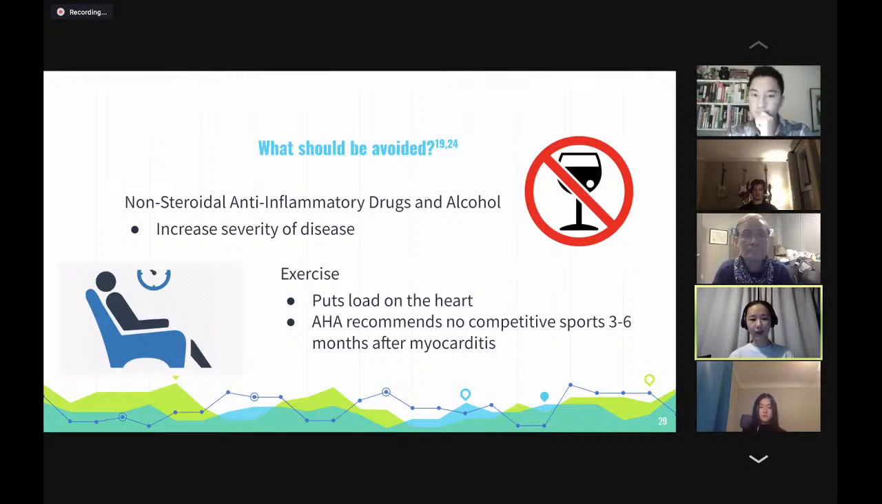Also, exercise should actually be avoided for 3 to 6 months after myocarditis, according to the American Heart Association recommendations. This is because exercise puts a lot of load on the heart and can worsen myocarditis.